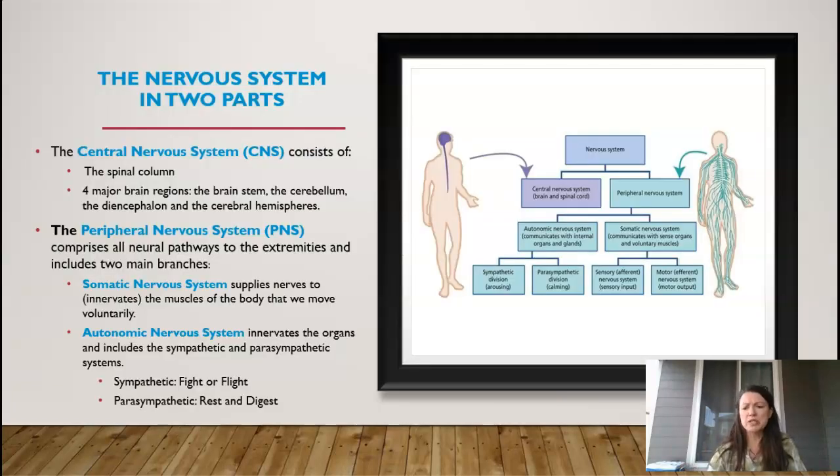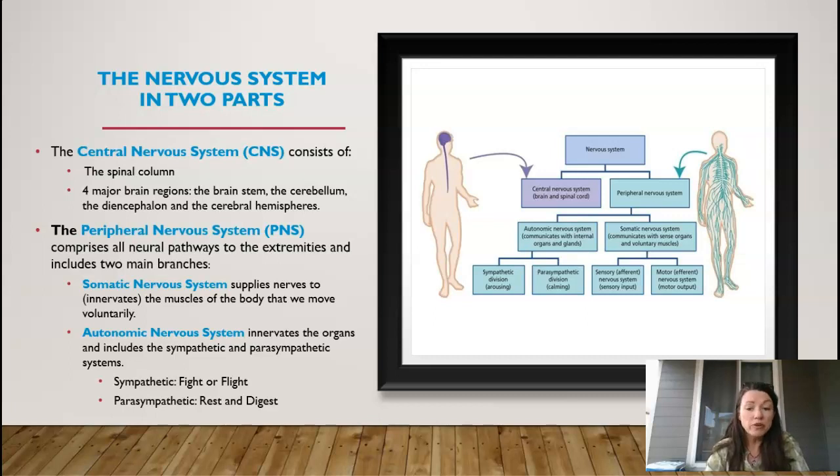Okay, so let's talk about the nervous system first. We have it in two parts. There's the central nervous system, which is the spinal column, which goes down your spine, and the four major brain regions, including the brainstem, the cerebellum, the diencephalon, which consists of your thalamus and your hypothalamus, and the cerebral hemispheres. Those are two big parts of the brain on either side, divided by the corpus callosum, the thinking parts of the brain, the cortex. And so that's the central nervous system.